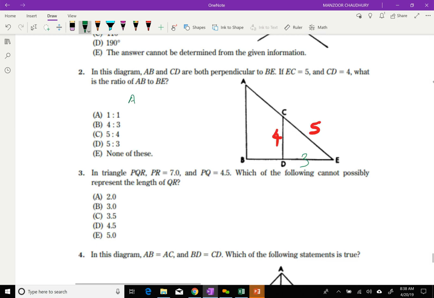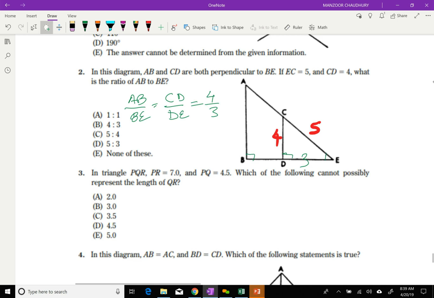They're asking us what's AB over BE. So AB over BE is the same thing as CD over DE, because they're similar triangles. That's 4 over 3, and that's it. You're done. All these angles are the same, they're similar triangles right there.